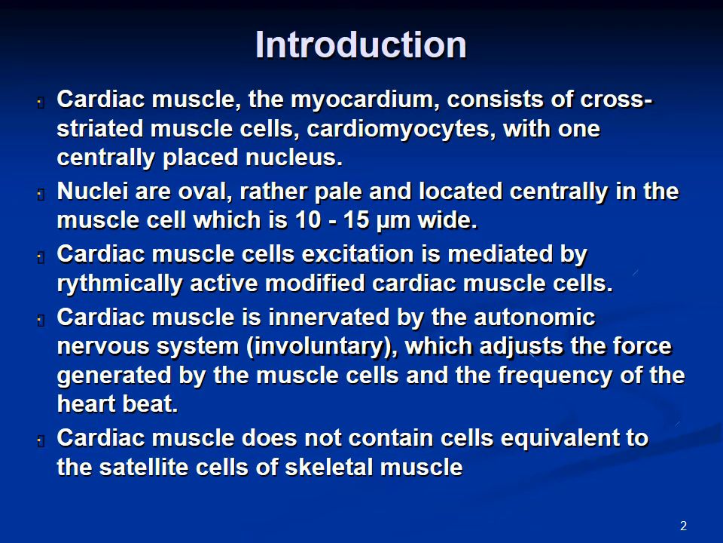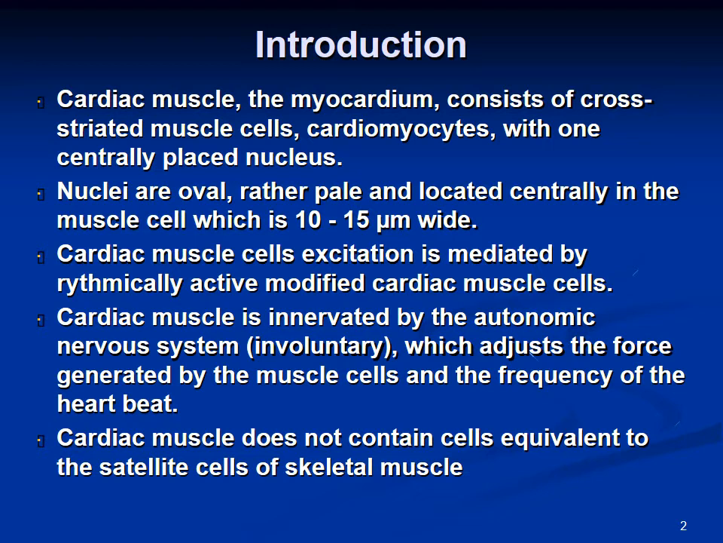So the cardiac muscle forms the myocardium. Myo means muscle, cardium means heart, that is, muscles of the heart. It consists of cross-striated muscle cells which are called cardiomyocytes, having one centrally located oval nucleus. The nucleus is oval and pale, located centrally in the muscle cell. The cell is 10 to 15 micrometers wide.